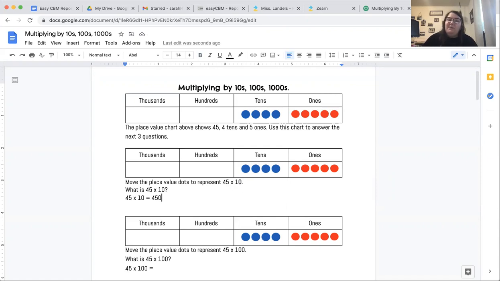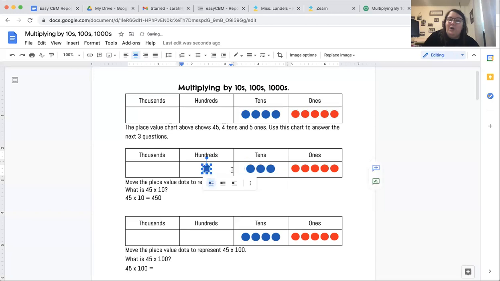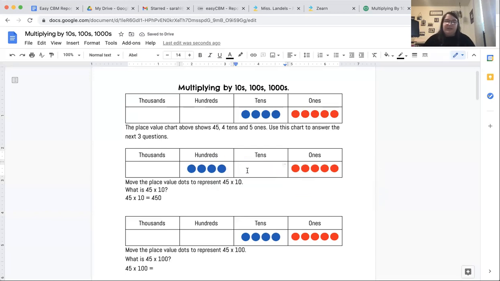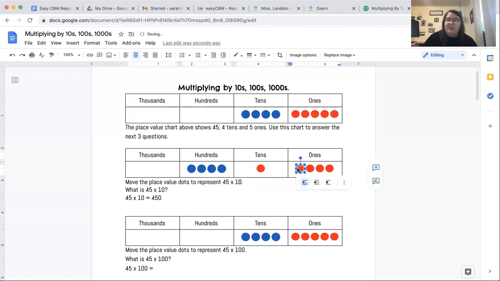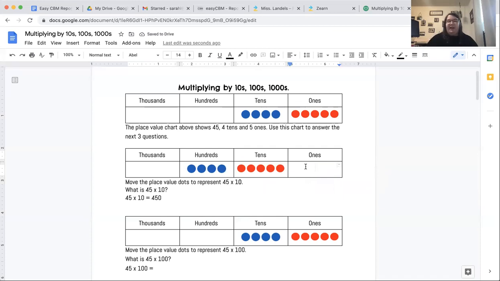To show that on my place value chart, I'm going to take my blue tens and move my tens over to my hundreds. I'm going to go 1, 2, 3, 4. That shows me 400s. And then I'm going to move my ones over 1 spot because I'm only going up by 1 place value because there's only 1 zero in 10. I'm going to go 1, 2, 3, 4, 5. And all you have to do is click on those dots and then just drag them right over.